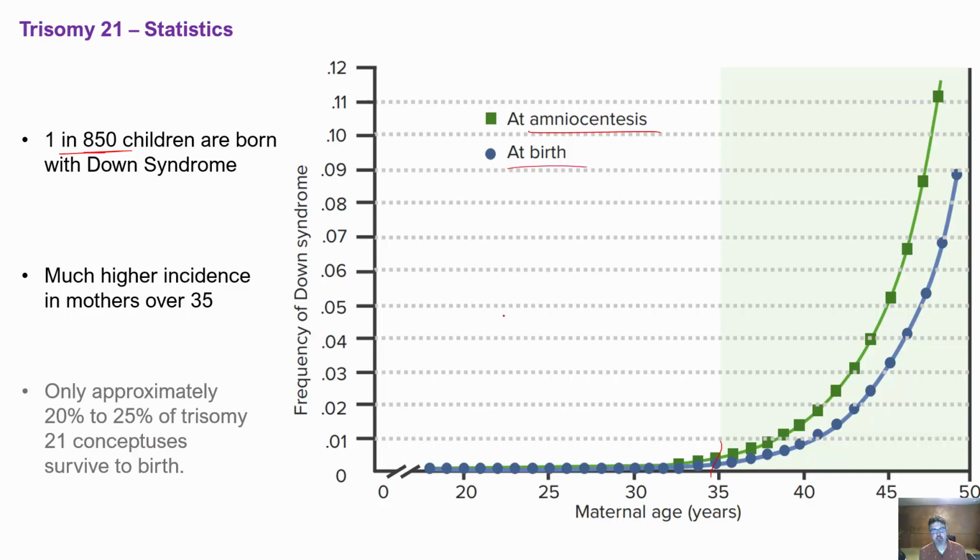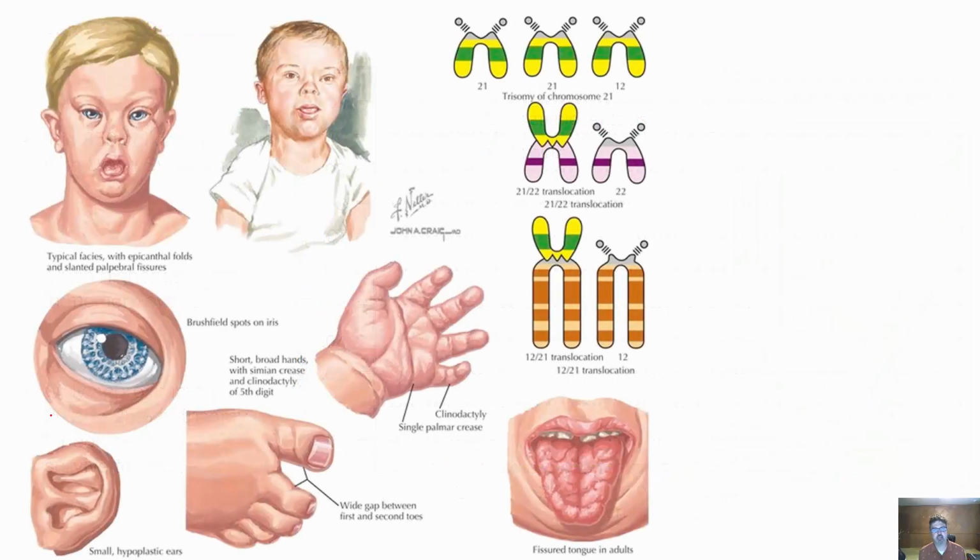Now, another thing to keep in mind is that when we think about all the possibilities of a trisomy 21, most of these will also be spontaneously aborted. You're actually going to see just a small percent, 1/5 to 1/4, 20-25%, that actually survive until birth. So most of these will also be aborted during embryonic development.